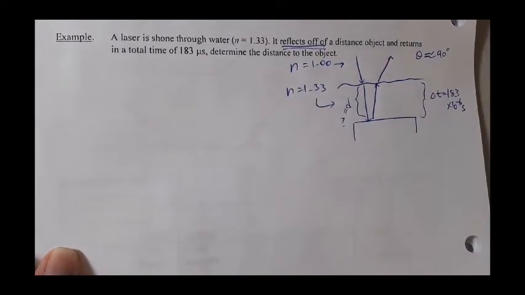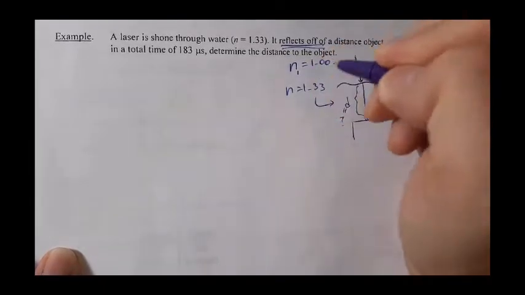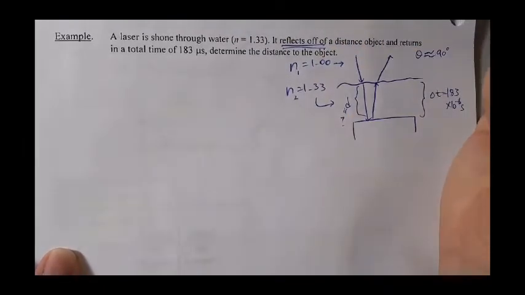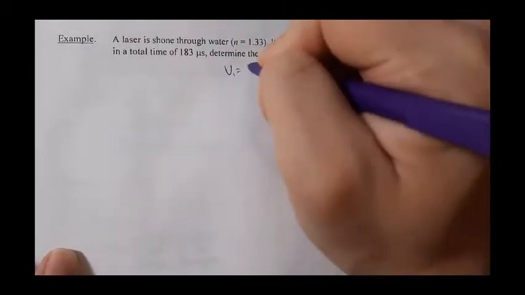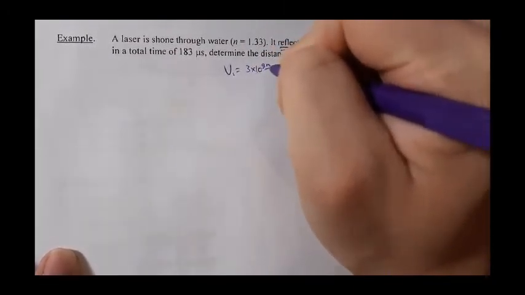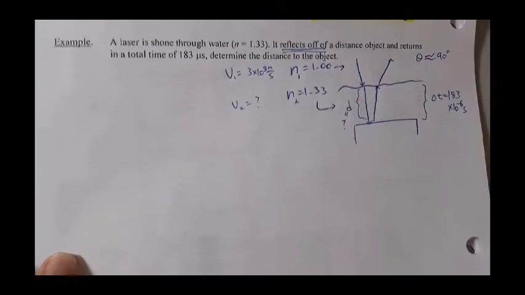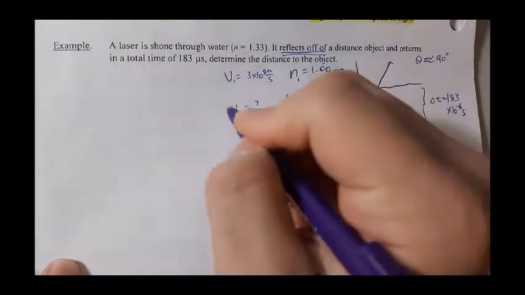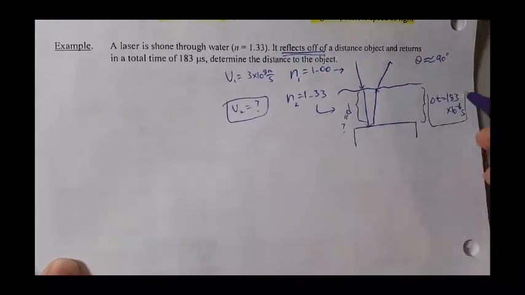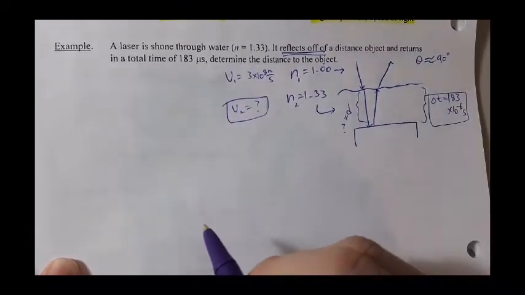So let's talk about each of these situations. I'm going to call this incoming, 1. This is refracting, 2, or initial and final, if you will. v1, we know, is 3.00 × 10^8 meters per second. v2, we don't know. So basically, we're trying to find v2 first, because we know the time, so v is equal to d over t. We can easily use that combination.